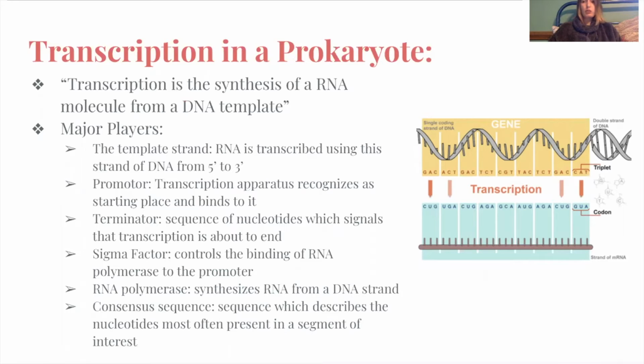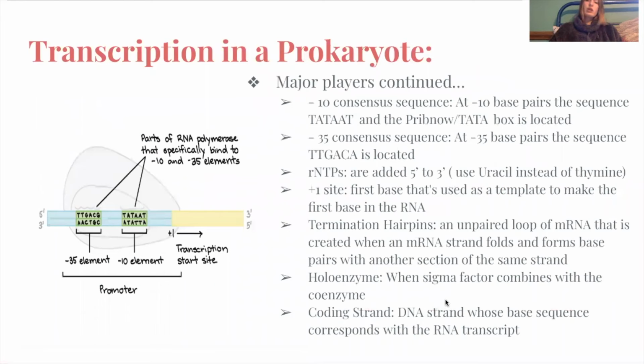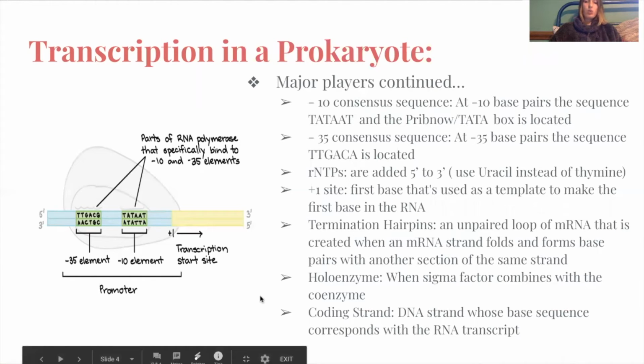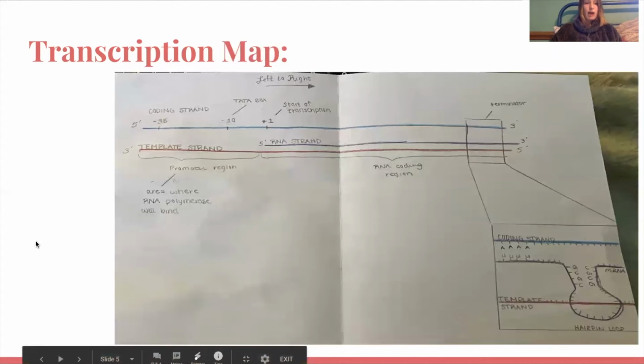Here we have some major players, which are essentially definitions. Now I'm not going to go over all of them. I'm essentially just going to state them out, and then if you would like to go over them later, you can pause. So I have the template strand, the promoter, the terminator, sigma factor, RNA polymerase, and consensus sequence. We also have the -10 consensus sequence, the -35 consensus sequence, RNTPs, +1 site, termination hairpins, holoenzyme, and coding strand.